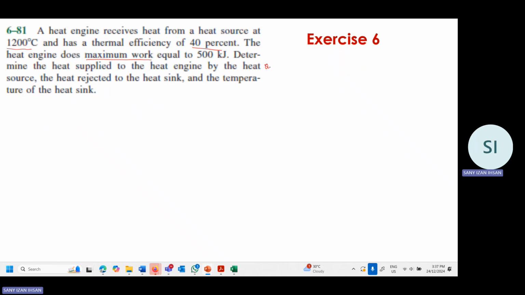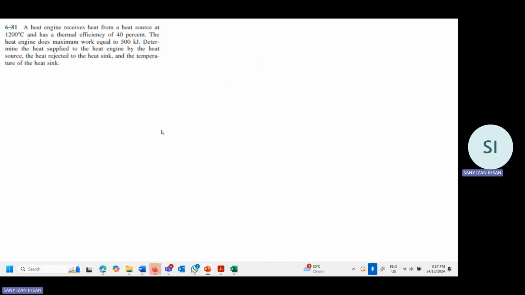So we know that this is QH. The unit is in kilojoule, so we are not talking about the rate, we are just talking about the amount. So QH, then the heat rejected to the heat sink, you would expect that to be QL, and the temperature of the heat sink, so we know that this will be TL. Okay, let's go to the next page so that we can solve this properly.